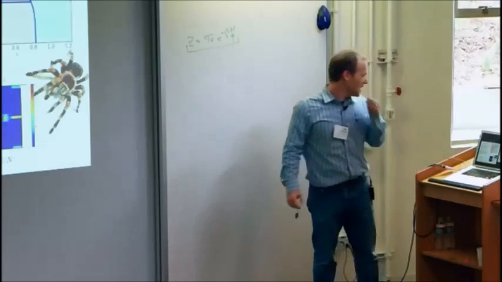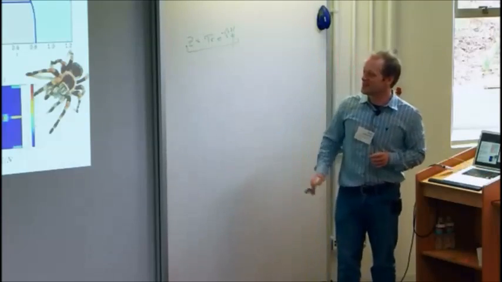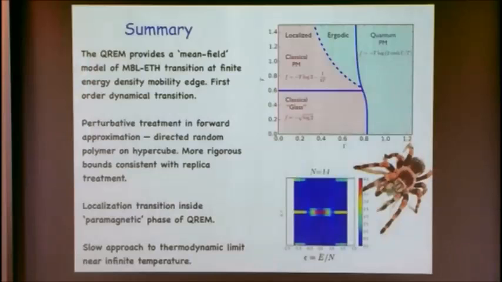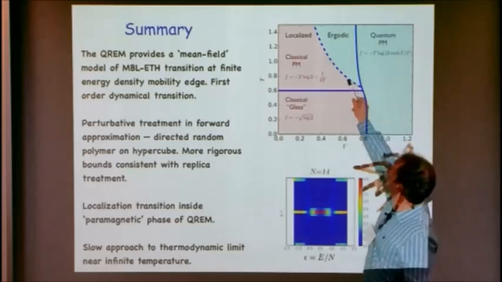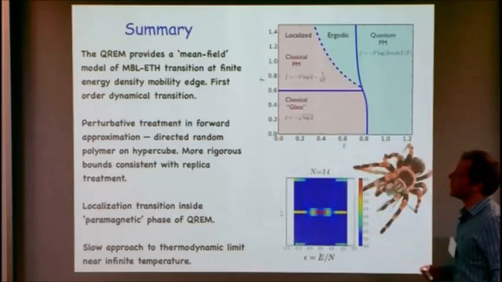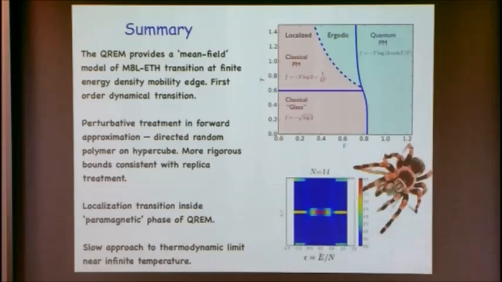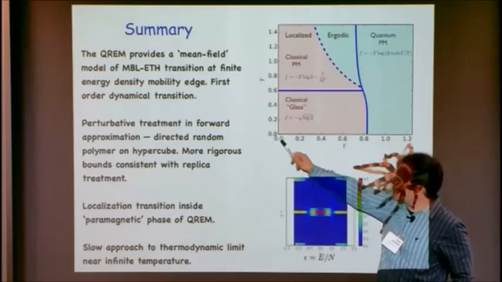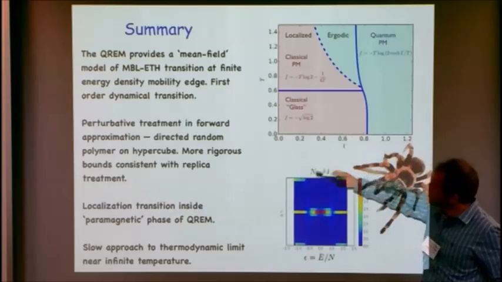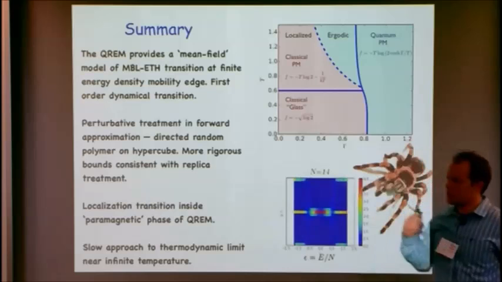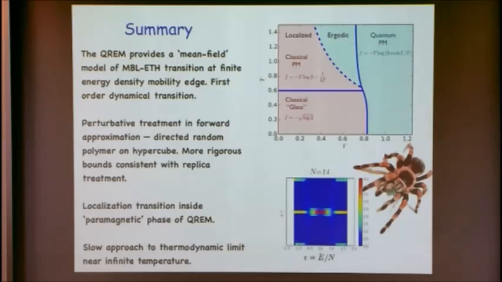The quantum random energy model provides a mean field model of the transition at finite energy density, that's up here. We think we can discuss exactly what it means. It's a first order dynamical transition that is not reflected in the thermodynamic measure at all. You can do a perturbative treatment in this forward approximation and do some more rigorous things than what I showed you. Also, this replica thing seems to give you the right answer, so it gives you some ability to calculate stuff about this transition in this model.